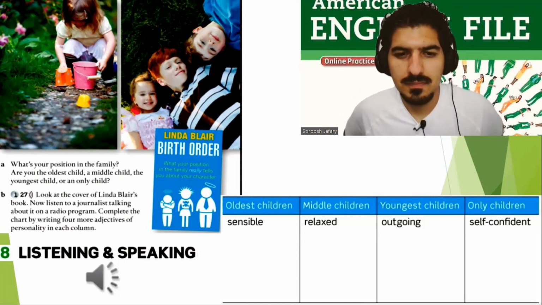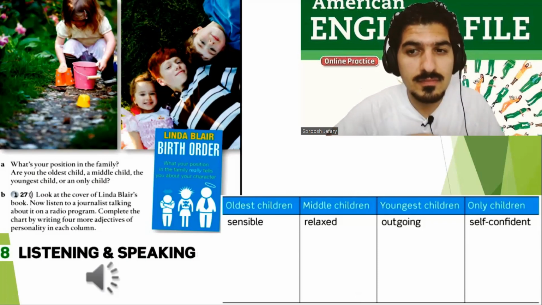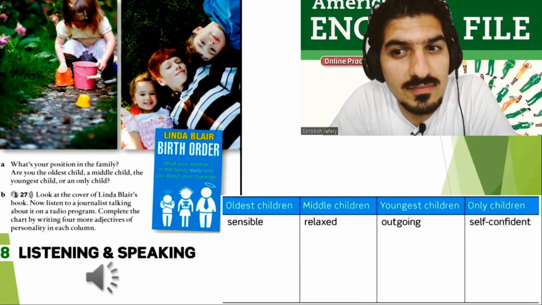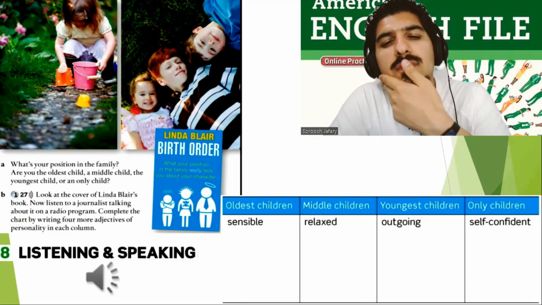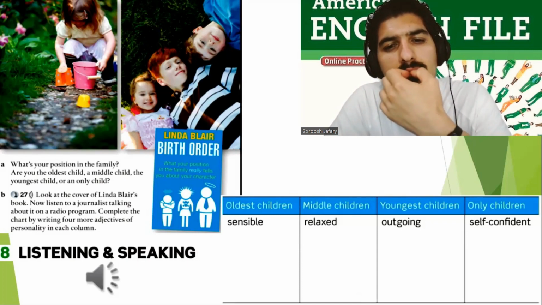Well, it's all about how our position in the family influences the kind of person we are. I mean, whether we're firstborn, a middle child, a youngest child, or an only child, Linda Blair argues that our position in the family is possibly the strongest influence on our character and personality. So, tell us more about this, Danielle. What about the oldest children in a family, the firstborn?